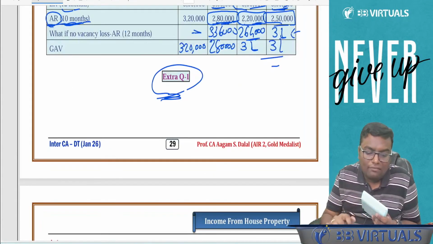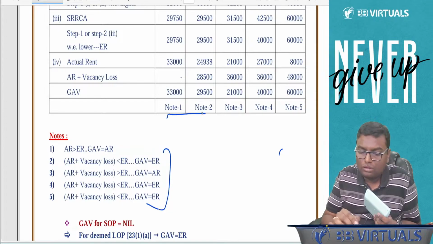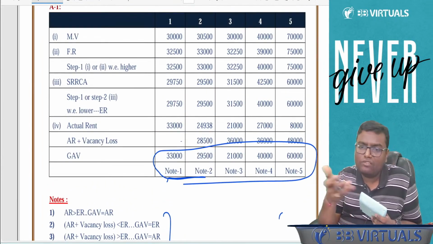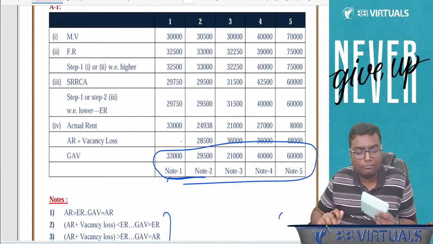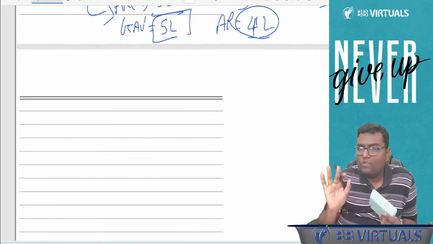This entire answer I have given in my notes along with all the particular reasoning also. So that entire thing is written over here. Because it is an extra question, the answer will be there in my notes. Okay, so that was loss due to vacancy.